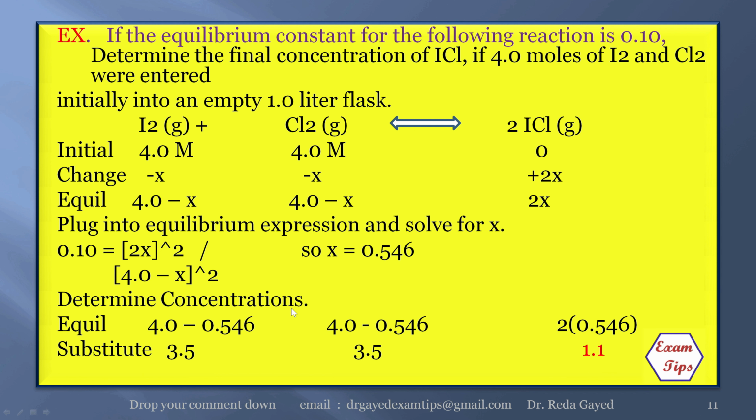Now determine concentrations. At equilibrium, 4 minus x. X is 0.546. So 4 minus 0.546 is 3.5. And this is the same, 3.5. And this is 1.1. Here it is required to know this. It is 1.1. Okay.